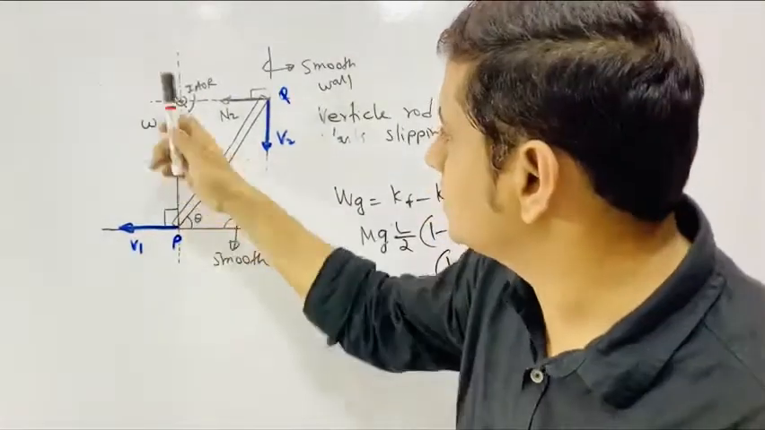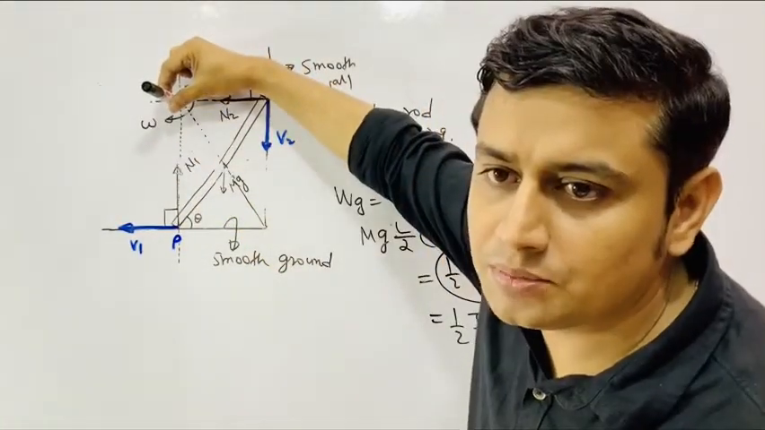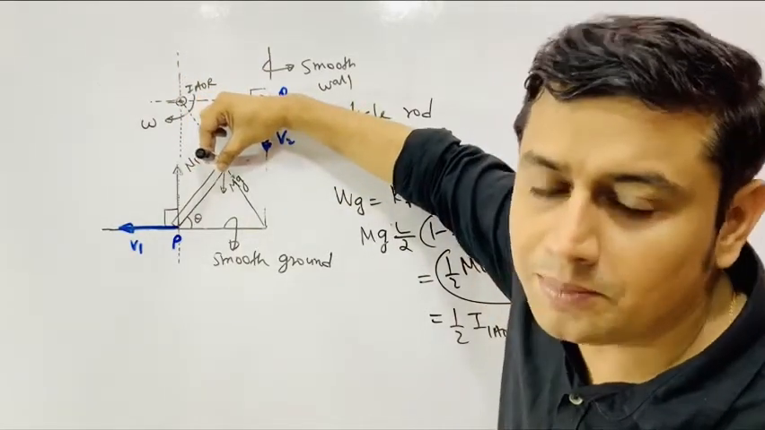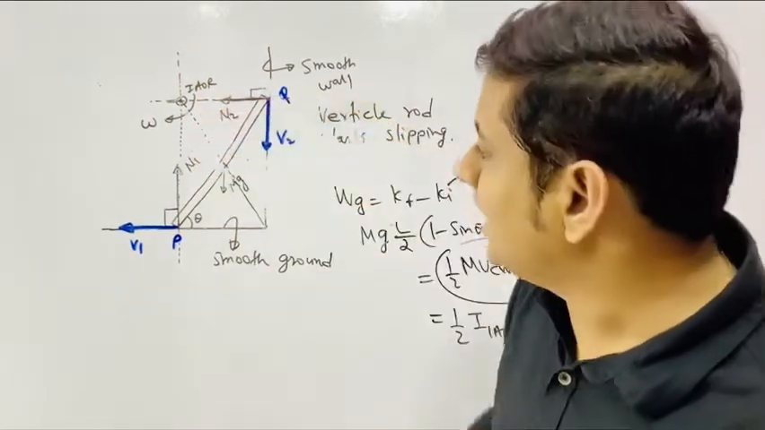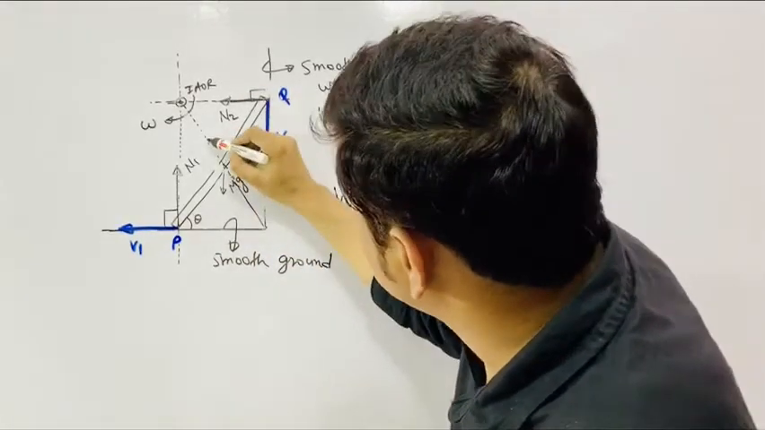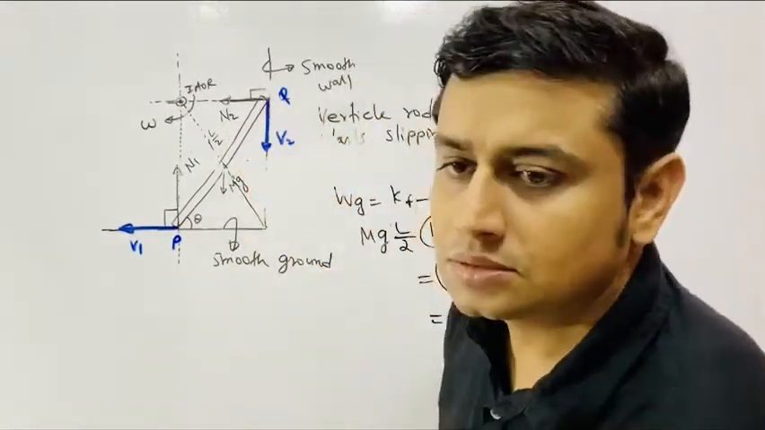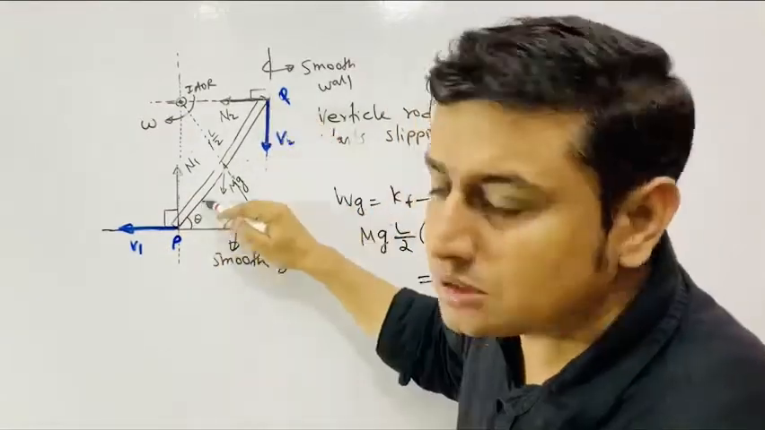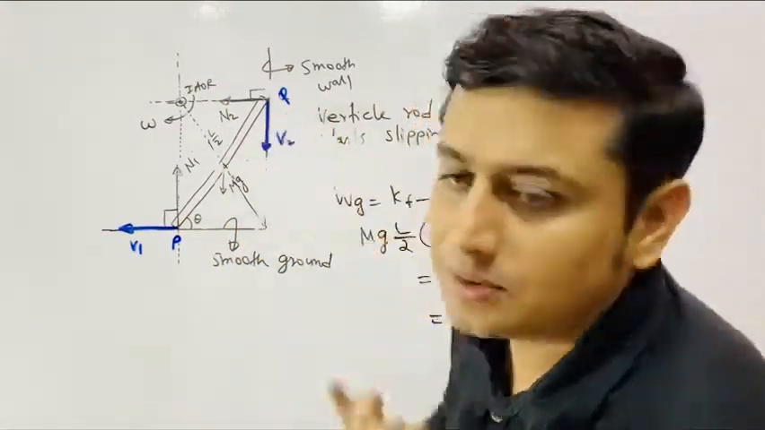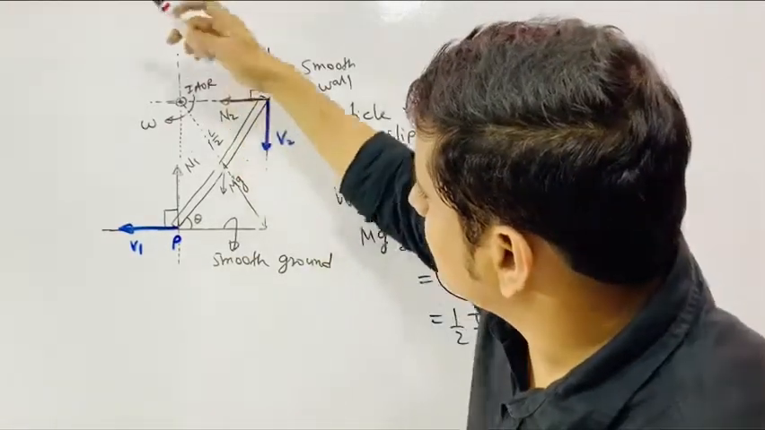How to get the moment of inertia about this axis? First of all, I have to make an axis parallel to this and passing through the center of mass, which I know, ml square by 12. And I know that because this total length was L, this diagonal was of length L, so this diagonal is also of length L, so this is L by 2. Once I know this is L by 2, I can get this.